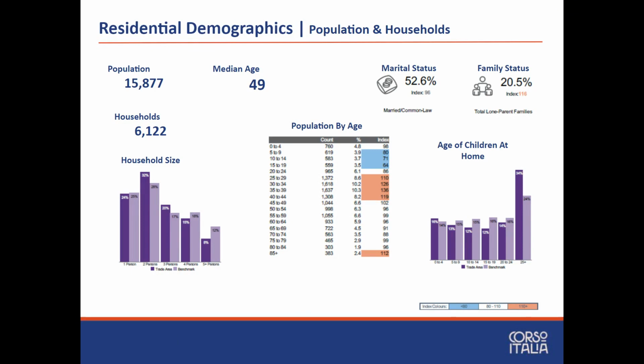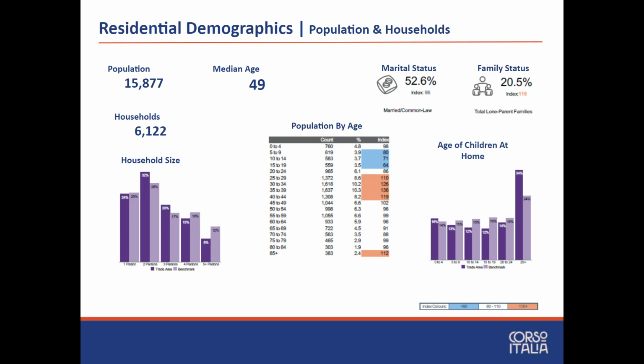At a high level, this population consists of about 15,877 people, with that being approximately 6,000 households. The median age is 49. And what we've also noticed is that when you look at population by age, it's overrepresented by a high index of individuals living between 25 and 44. As you can see, that orange part in the middle of that chart shows a high number of people in that area are over-indexed in this community.